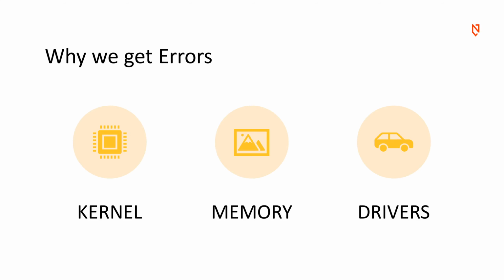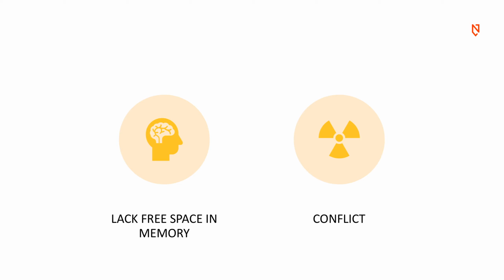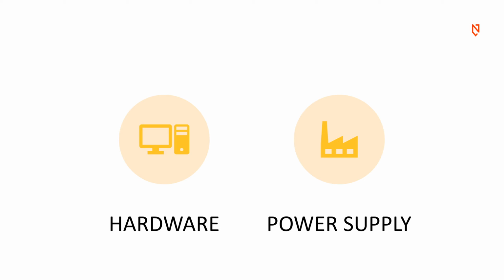Okay, so why do we get errors? If you cast your mind back to kernels and drivers, you will remember that a kernel always runs in memory, and that drivers are used to extend or add support to a kernel for new hardware. Most commonly, an error will occur when the machine runs out of free memory or if the driver and kernel interaction conflicts with another driver-kernel interaction. This could be due to memory errors, either physical or software simply conflicting and trying to address the same memory space due to bad programming or a programming error.